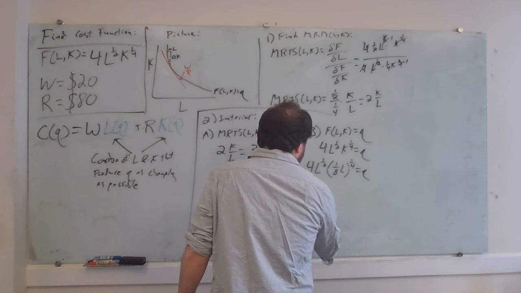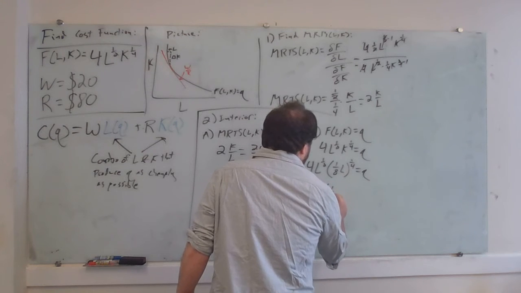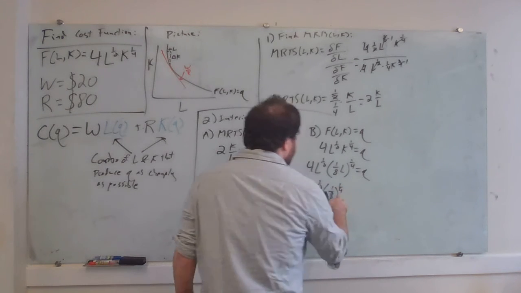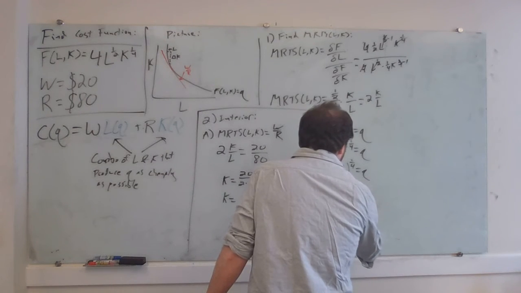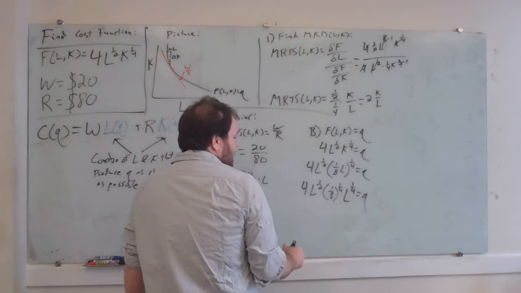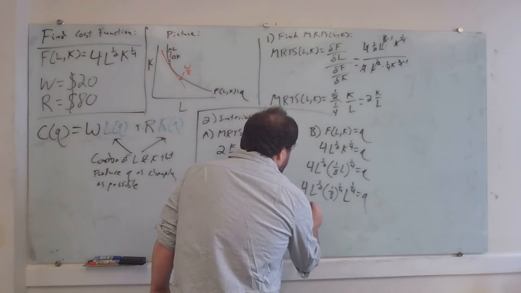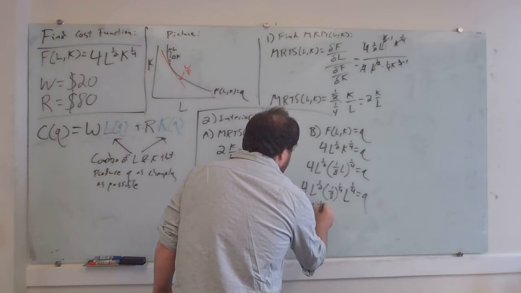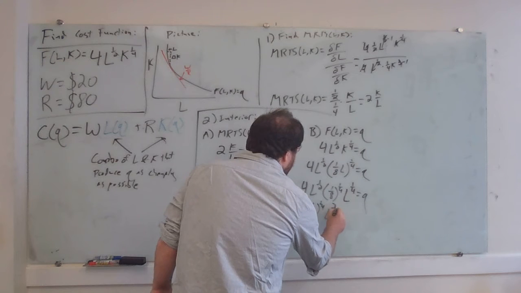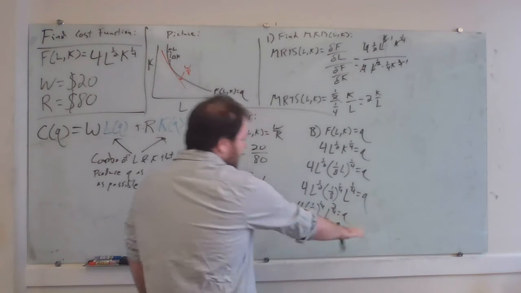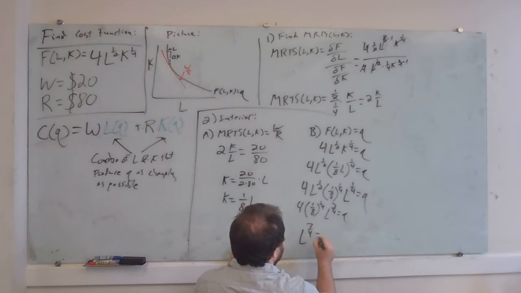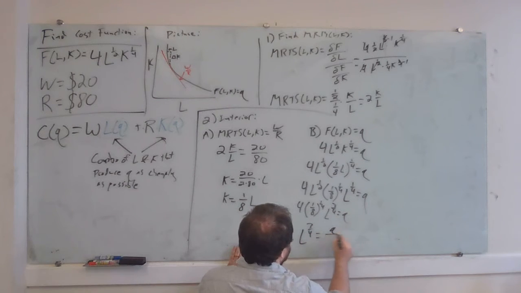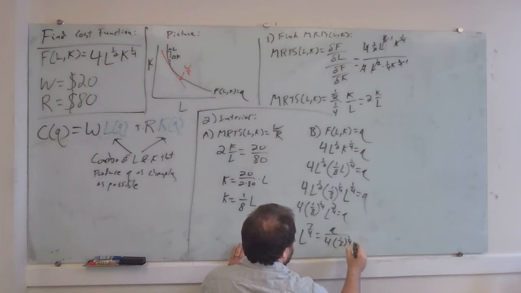I'll say 4 times L to the 1/2 times 1/8 to the 1/4, which I'll just leave alone for now because this is going to be ugly and horrible, right? Times L to the 1/4 equals Q. Mush together the 2 L, so I'll say 4 times 1/8 to the 1/4 times L to the 3/4 equals Q. Get L by itself, right? So I'll say L to the 3/4 equals Q over 4 times 1/8 to the 1/4, right?